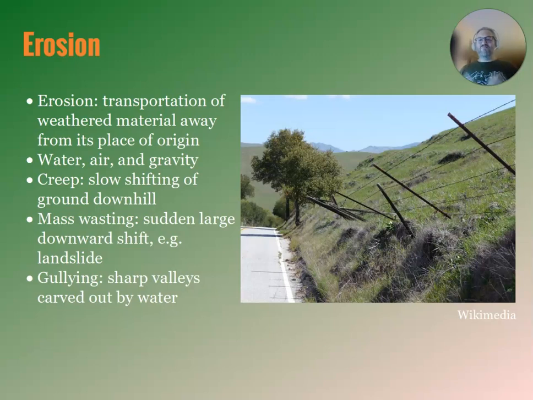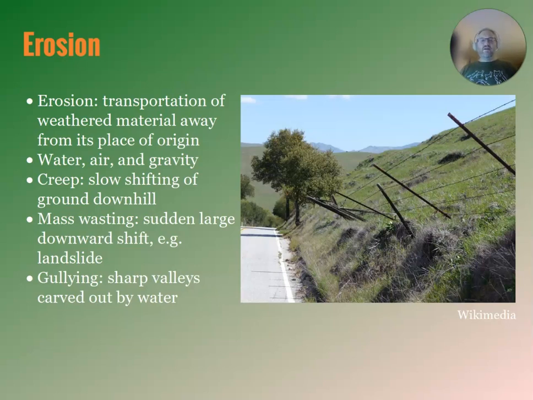So a pretty basic process that affects everything on our Earth is gravity. Everything wants to go downhill if it can. And so that's going to be continuously happening anywhere there's a slope. Everything on that slope is going to be wanting to move downhill. And it could move downhill quickly or slowly.